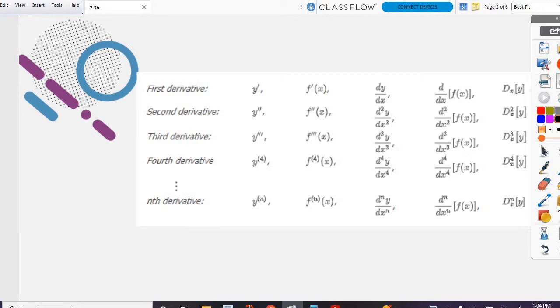Basically, I just keep adding tick marks up until I get to like 4. After that, you're just going to write whatever number it is. You don't want to have like 7 tick marks, right? It just starts getting confusing at that point.